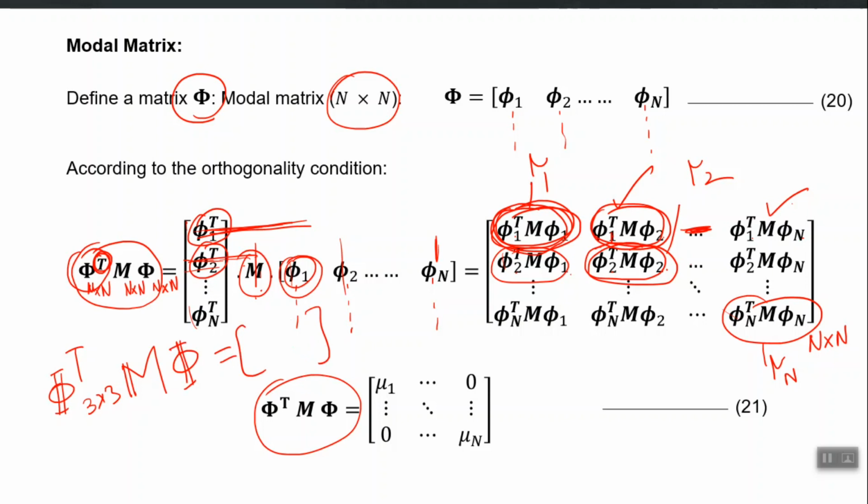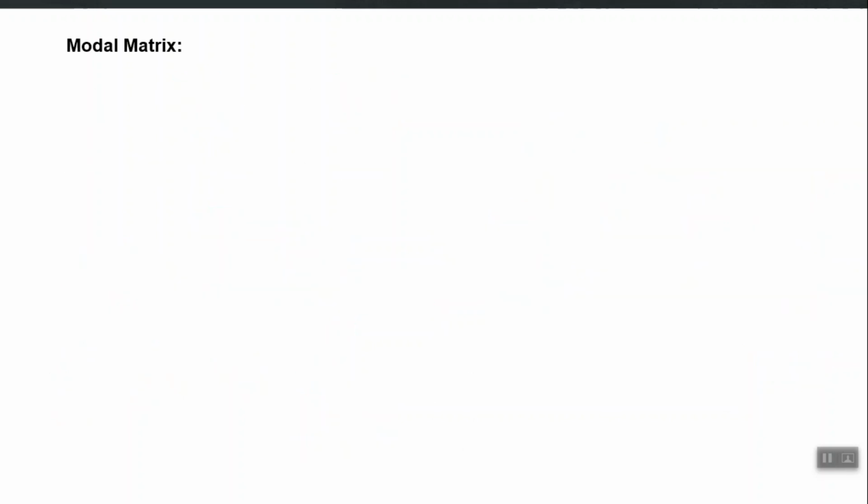Here I just showed you the product conceptually, but what I actually mean is that whatever the resulting product is, it will have the modal masses in the diagonal and zeros in the off-diagonal terms. So everyone is clear? This equation 21 is another form of the orthogonality property. We will actually be using this form in the mode superposition method in the forced vibration case.